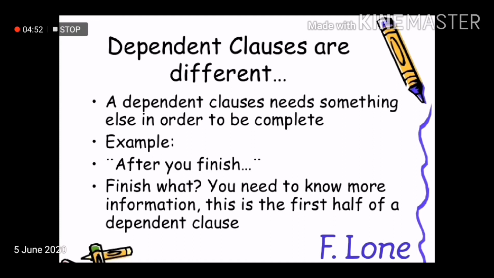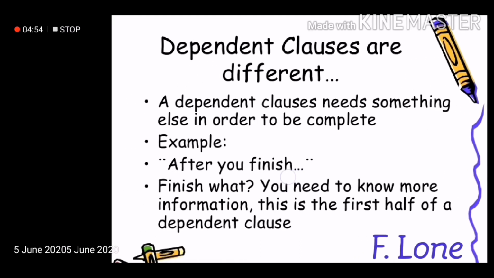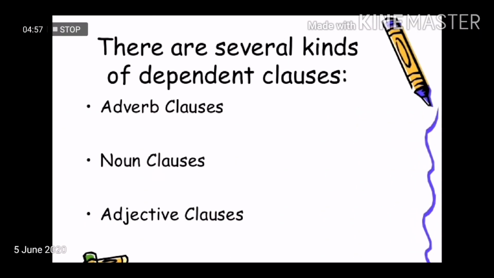You need to know more information. This is the first half of a dependent clause, जिसका दारोमदार किसी और पे रहता है, इसको हम dependent clause कहते हैं. So dependent clause के 3 किस्म होते हैं: adverb clauses, noun clauses and adjective clauses.